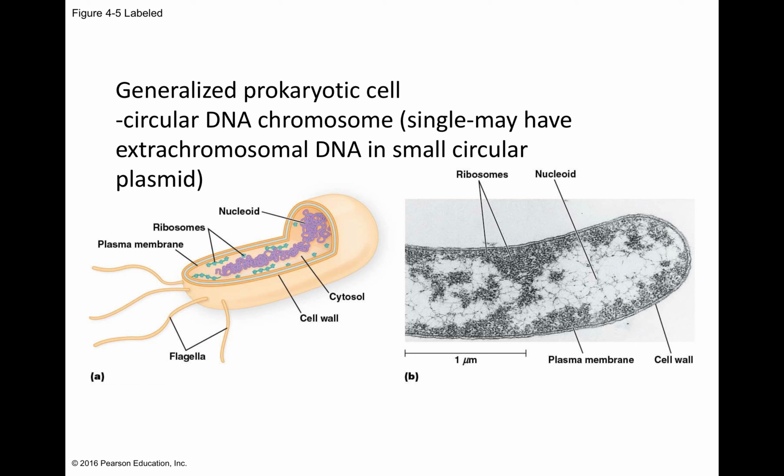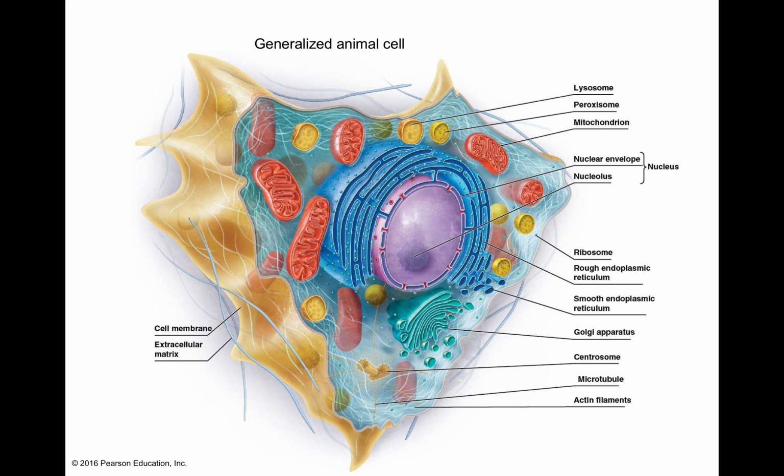This generalized cell could be an archaeon or a bacterium. If we look at a generalized animal cell, again, there's lots of diversity among animal cells, but if we say your general animal cell, what does that look like and what would it have in there? There are many organelles contained in that cell. An animal cell would have an outer plasma membrane, also called the cell membrane. They're the same thing.